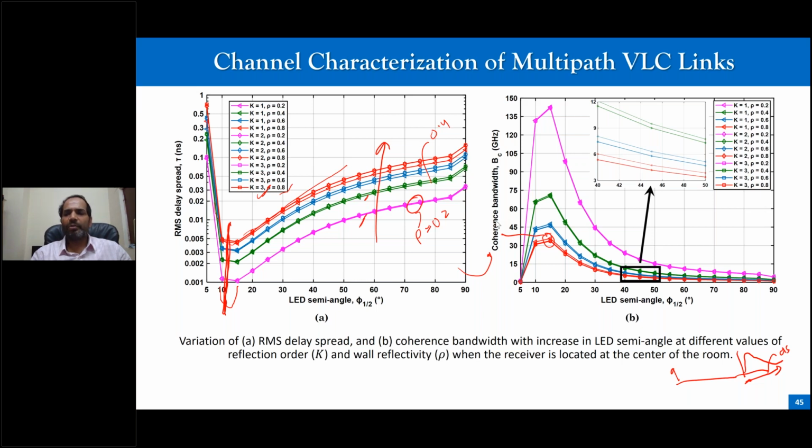If you target 30 Gbps, 40 Gbps, you have to think how you can do this because of the limitations of LEDs. Okay. Other than that, it is fine, right? Channel doesn't pose major constraints.